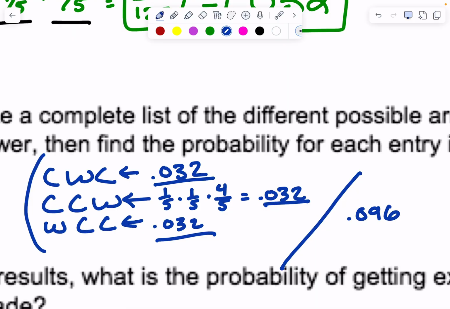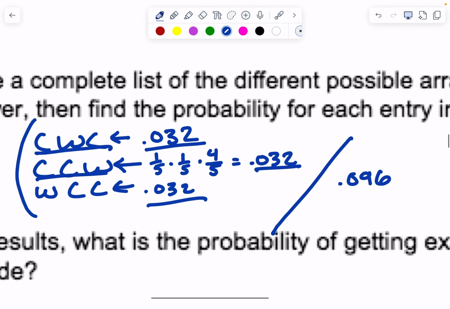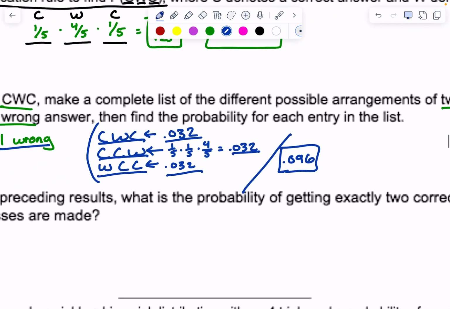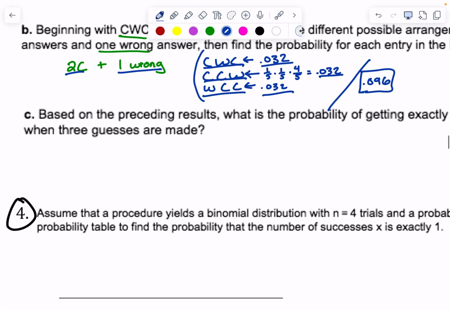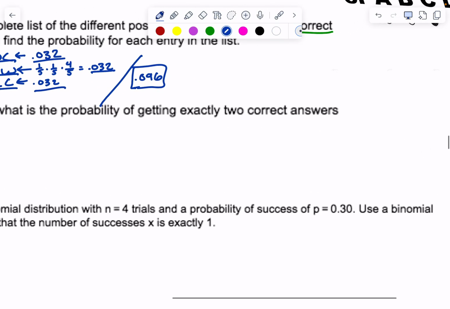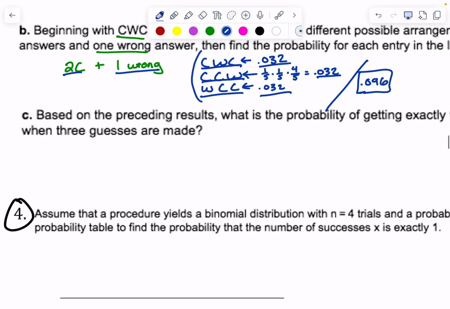Okay? Because I could get any one of those combinations to happen, 2 correct and 1 wrong would be the result of all of those happening, right? So almost 10% chance of getting 2 correct, 1 wrong. Now, based on the preceding results, what is the probability of getting exactly 2 correct and 1 wrong answer when you have 3 guesses made? We're going to do this using the nCr p to the r, q to the n minus r method, and see what we get.